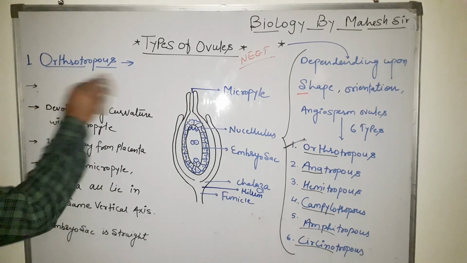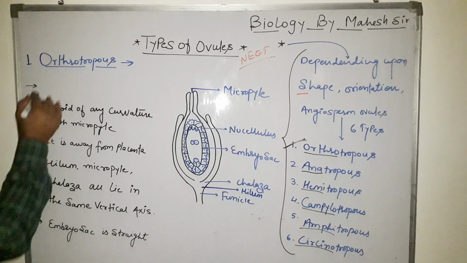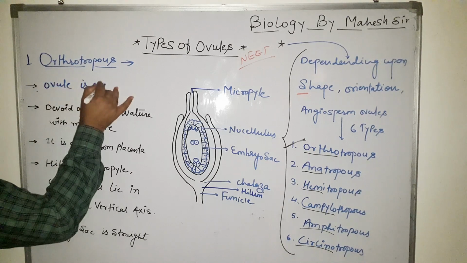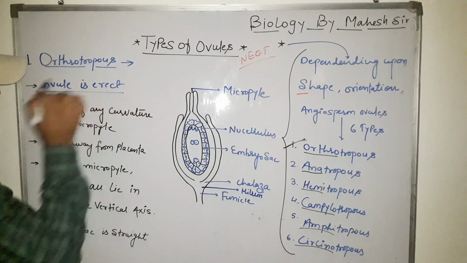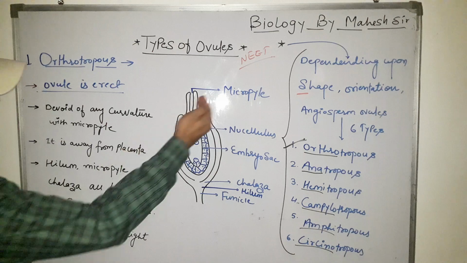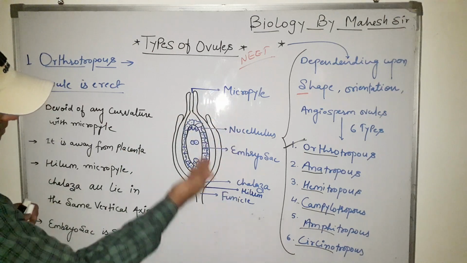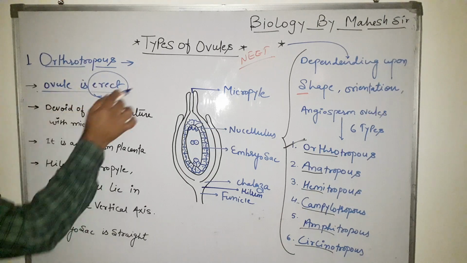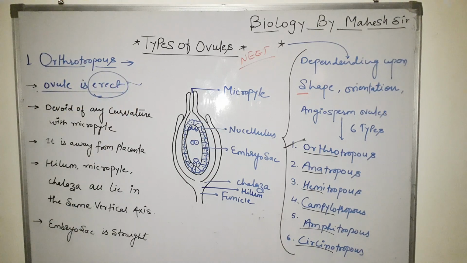First, the ovule is erect. That means no bending between the ovule, or we can say no bending with the micropyle, chalaza, hilum and then embryo sac. So it is the erect ovule. So it is the first characteristic of orthotropous ovule.